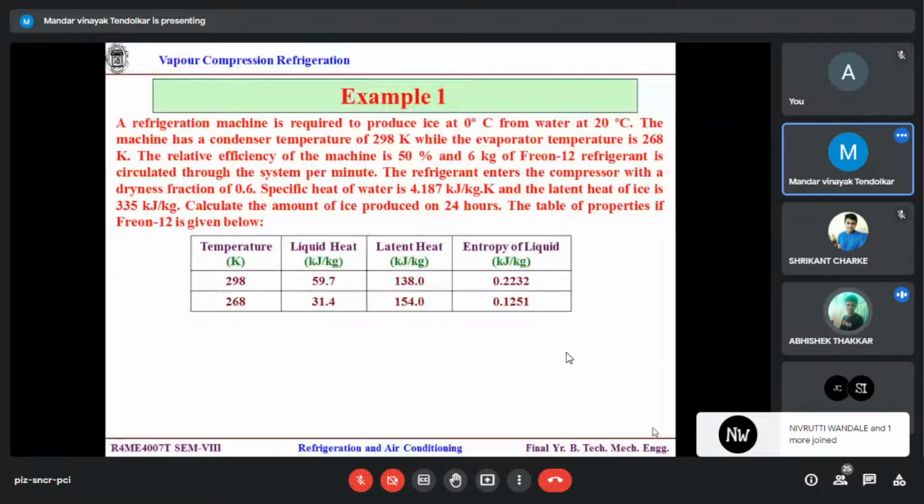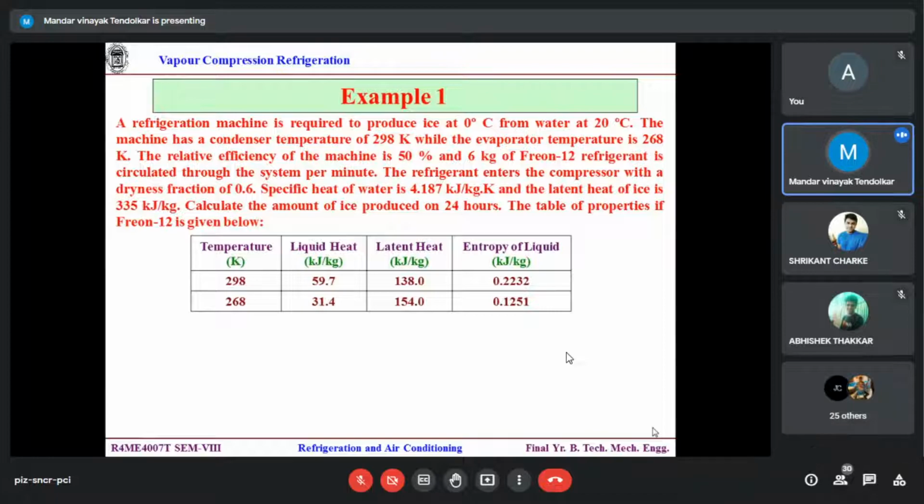Yes, sir. Okay. So let us start with the numerical where we stopped yesterday. We had seen all the different parametric effects, about the suction pressure, evaporator pressure, then temperatures, superheating, subcooling, all these kind of things. So let us now solve a few numericals so that you will get the idea.